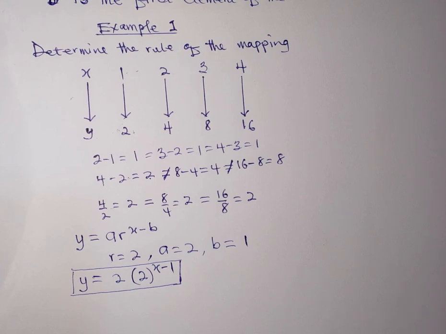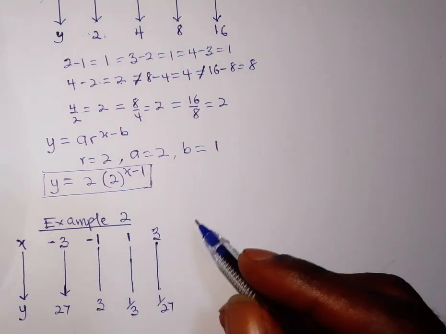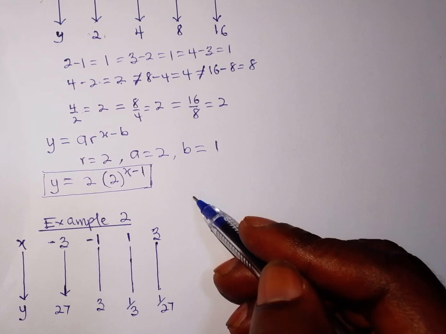Let's try another example and see how that one will also work. Okay, let's look at example 2. So this is what is given to us as example 2. Let's quickly find the common ratio of this. If we have a common ratio, then it is exponential mapping.